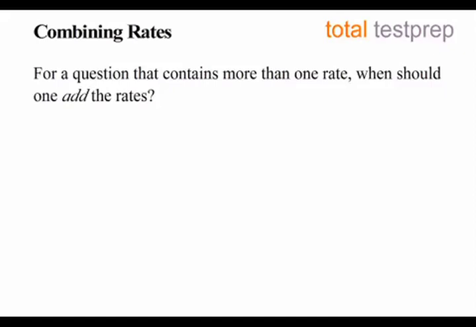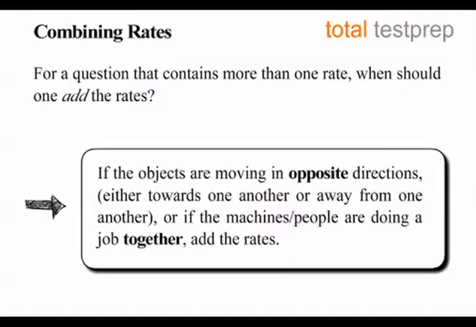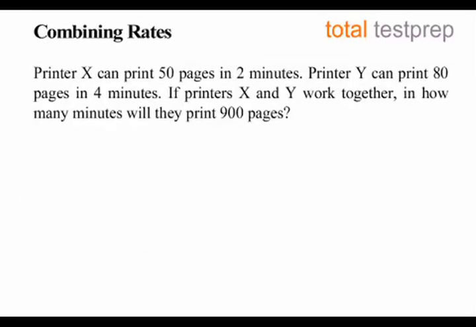In this section, we'll deal with combining rates. For a question that contains more than one rate, when should one add the rates? If the objects are moving in opposite directions, either towards one another or away from one another, or if the machines or people are doing a job together, add the rates. Let's take a look at a slightly more complicated one.